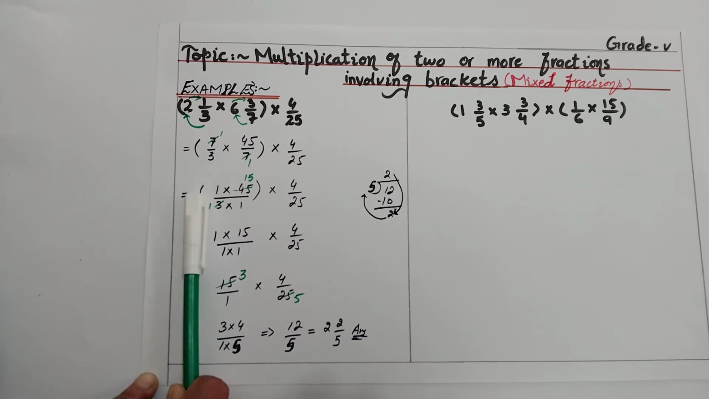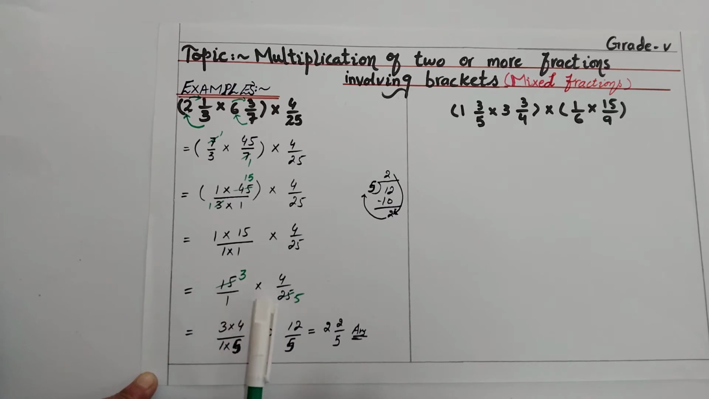After removal of the bracket, if there is still any possibility of cancellation, then you will cancel out the numerators and denominators by the highest common factor, and then at the end, if you get an improper fraction, then you have to write the answer in the form of a mixed fraction. Got it? Come to the second example.